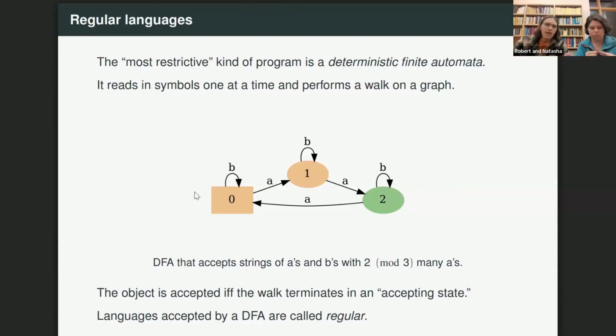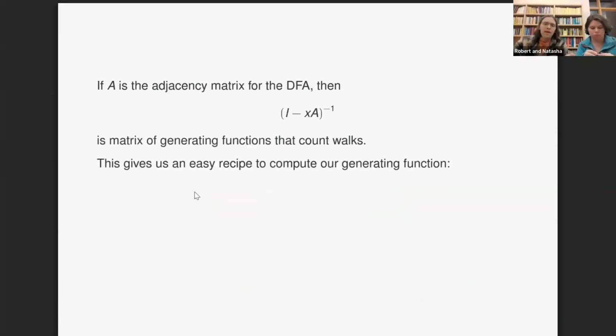And the reason for that, the upshot, the way that you get the enumerating information out of this is that if your language happens to be detected by a DFA, then words in your language just correspond to walks on a graph. And counting walks on a graph is a very straightforward, well-known thing to do. If you have some adjacency matrix for your DFA and you want generating functions that count walks, then you form this symbolic inverse here. And this gives you a big matrix of rational functions, and these rational functions tell you how many ways can you walk from one vertex to another on your graph in whatever number of steps that you want.